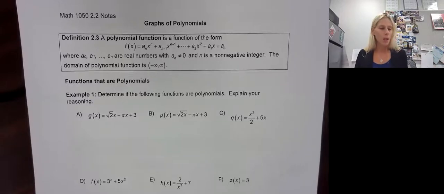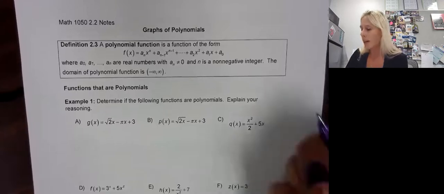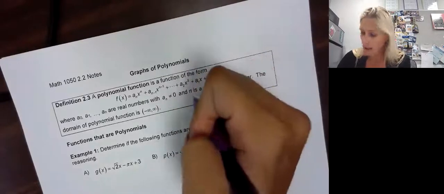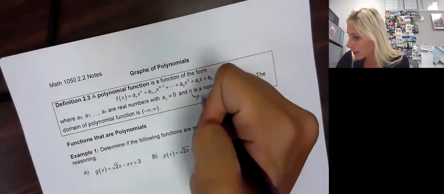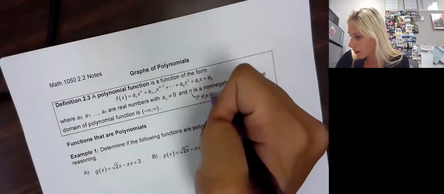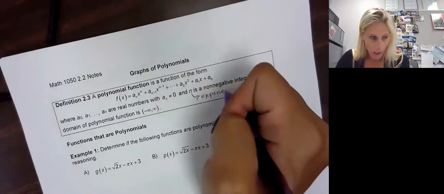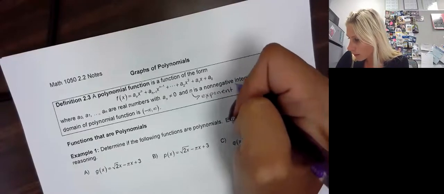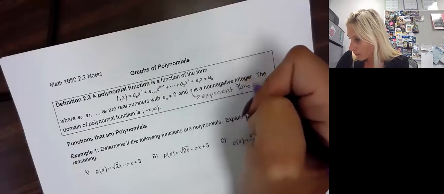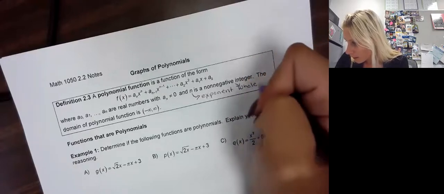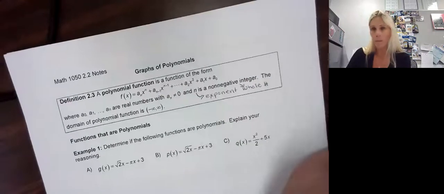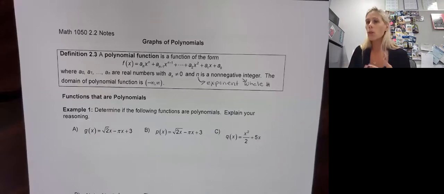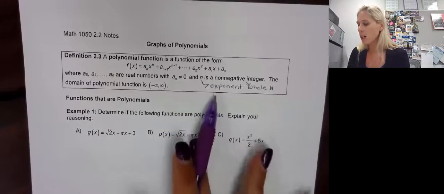Okay, so polynomials, we have our n is a non-negative integer. So think of this: the n is going to be the exponent. And non-negative integers are whole numbers, right? Because integers are positive and negative, but non-negative would just be whole numbers: 0, 1, 2, 3, 4, 5. Okay. And n is our exponent.